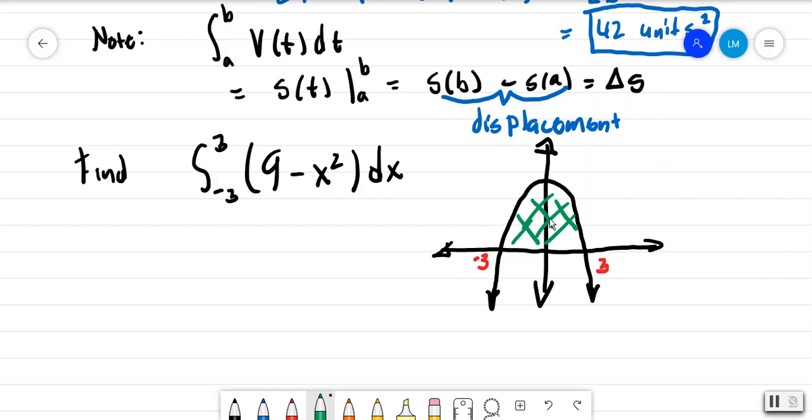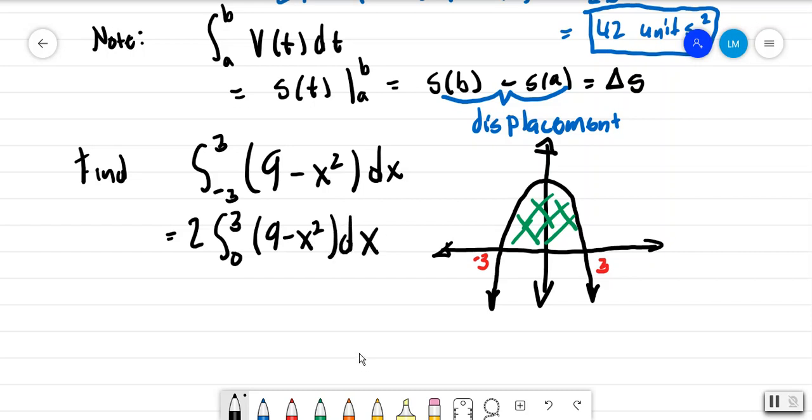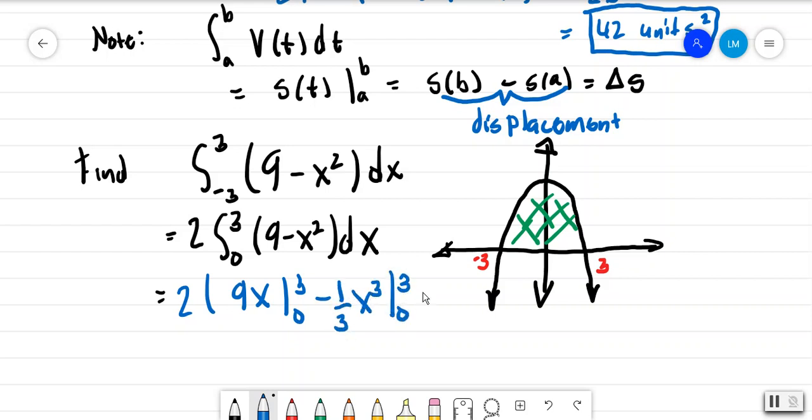Interestingly enough, looking at this, I can tell that there's symmetry. So this is equal to 2 times the integral from 0 to 3 of 9 minus x squared dx. Now, we already know what the answer is because it's going to be 2 multiplied by 9x from 0 to 3 minus 1/3 x cubed from 0 to 3. But don't forget that you have to multiply by 2.